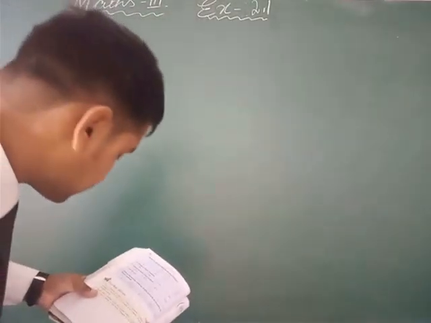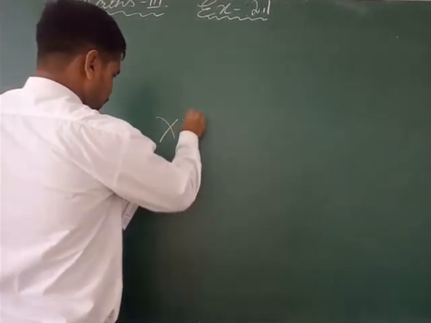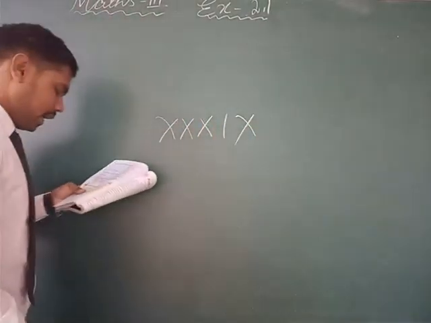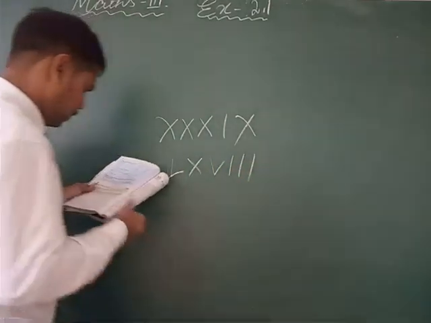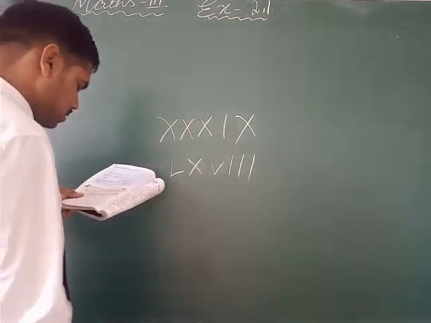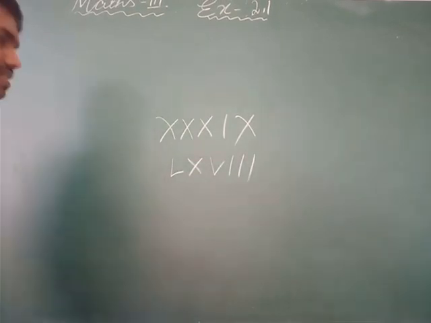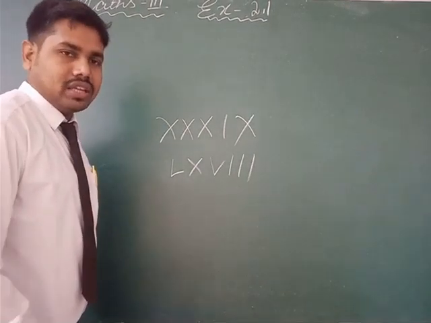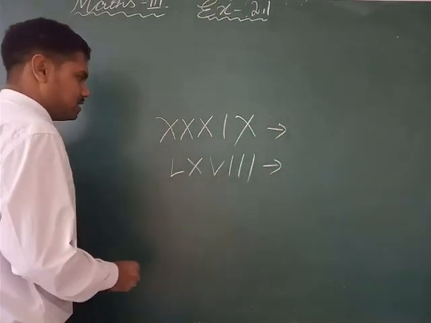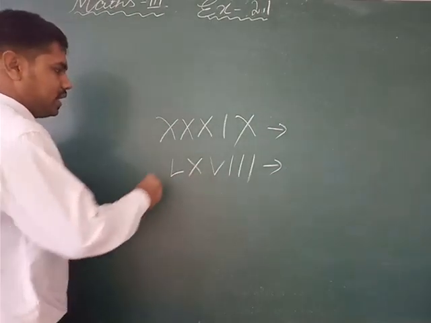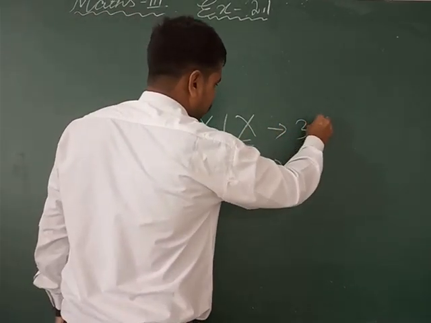Value-based question 2 is asking, Resma writes a number XXIX, and Anupam writes a number LXVIII. Okay, whose number is greater and by how much? Express it in the Hindu-Arabic numeral. So among these two numbers, it is asking whose number is greater and by how much. Okay, so let's see the numbers first. You can see 3 times x means 30. Okay, and ix means 9. So 39 is this number.